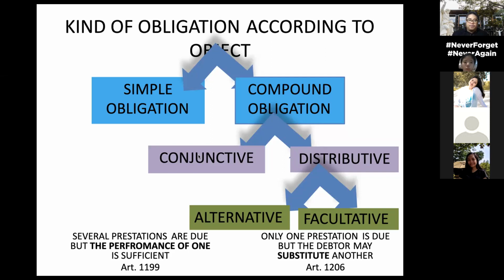Now, alternative. How do we simplify alternative? Several but only one. Meaning, there's a lot, but one is enough. In facultative, there's only one prestation, but it can be substituted. And so you ought to prefer to be what? The only choice. So simple obligation. But many of them have facultative obligations. Some want alternative, but make it a simple obligation. There's only one. Okay?